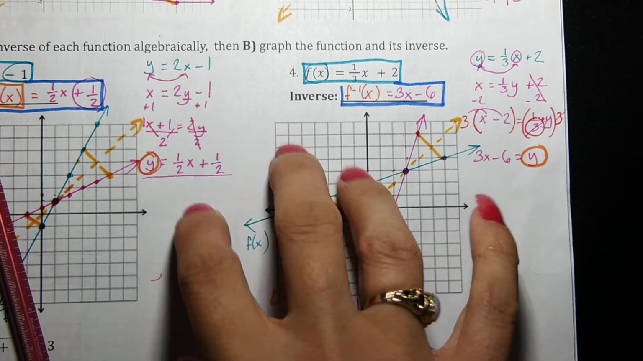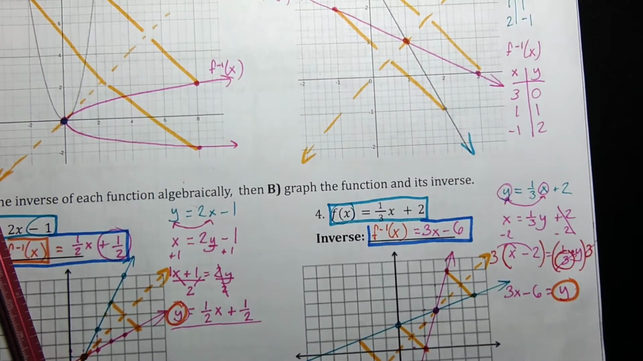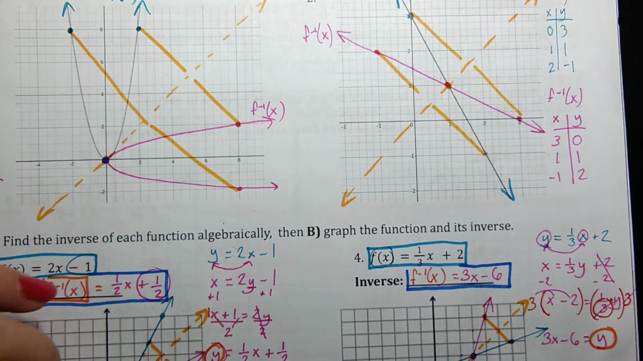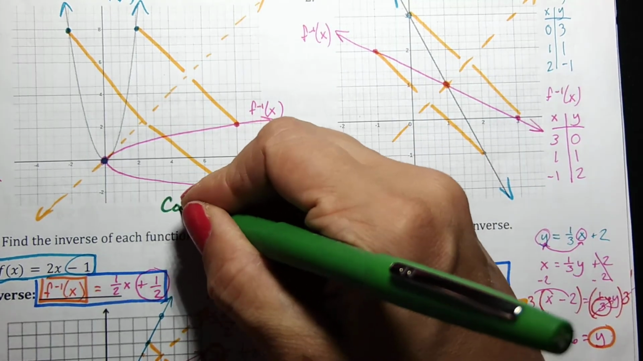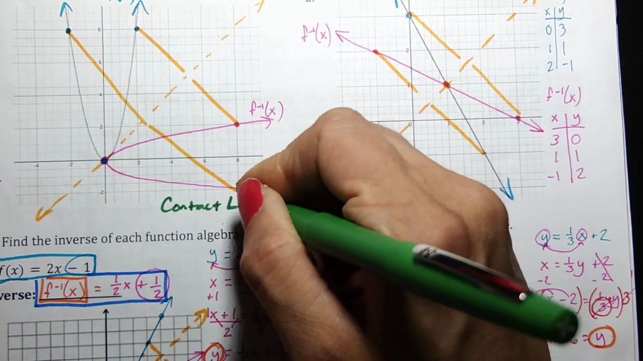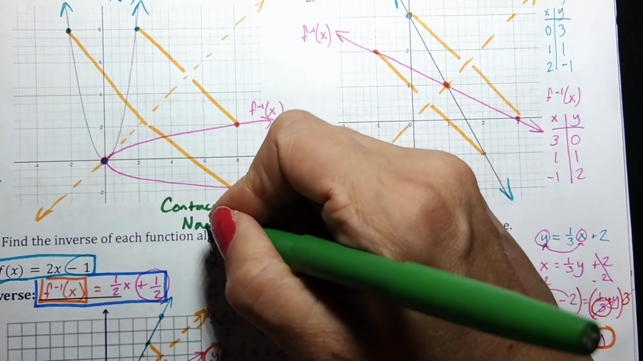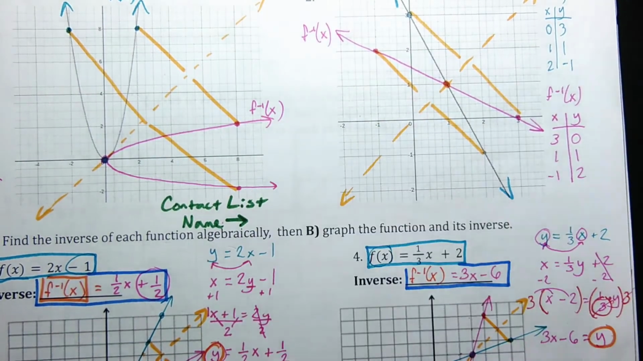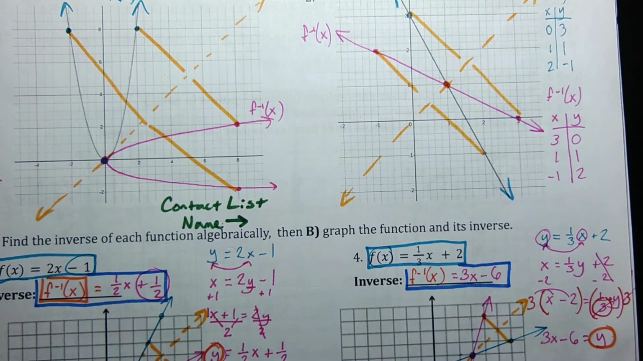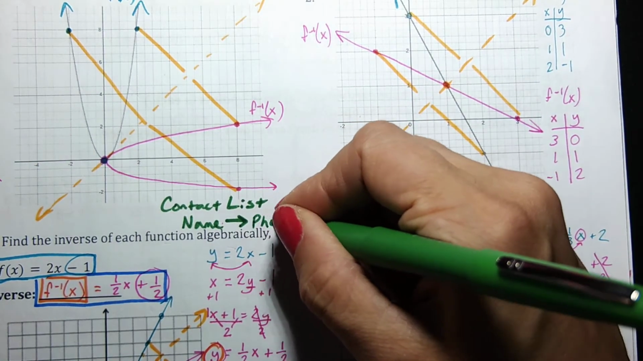So just for fun, I'm going to show you one of the real-world examples for what inverses are used for. On your phone, you have a contact list. And that contact list, you look up someone's name, and what does it dial out? Their phone number.